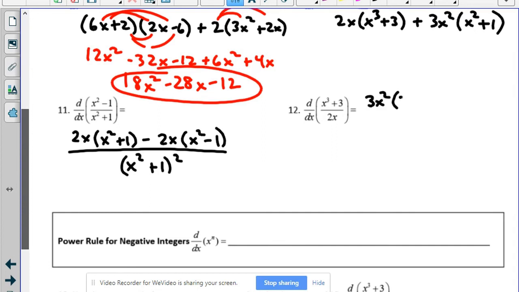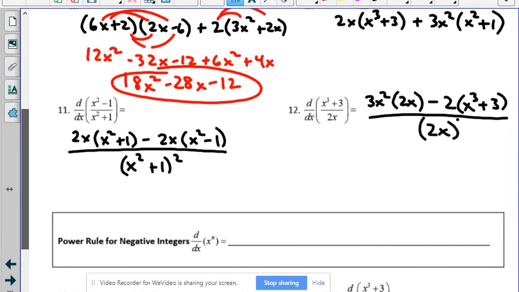Number 12, the derivative of the top is 3x squared. I'm going to multiply that by the denominator, subtract the derivative of the denominator times the numerator, and then all over the denominator squared. Notice that I have to put the 2x in parentheses to square it, and it'll become 4x squared if I square the whole thing.